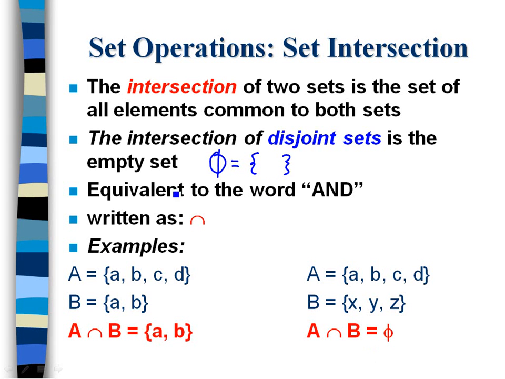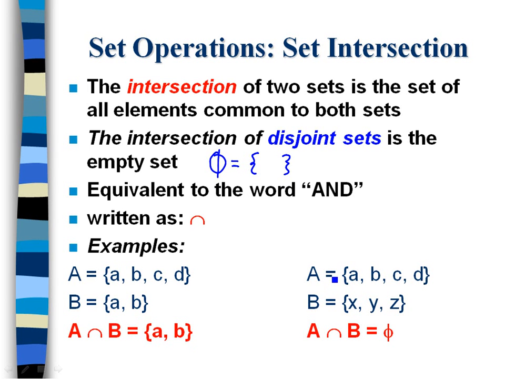Intersection is equivalent to the word and. So when you see the word and, it refers to the intersection. And it's written as what looks like an upside down U. Okay? Examples. The set A: A, B, C, D. The set B: A, B. What is in common? The A and the B, right? So that's the intersection of A and B.